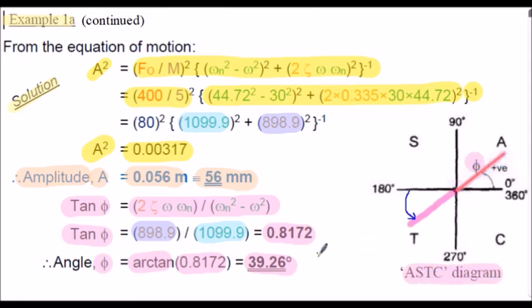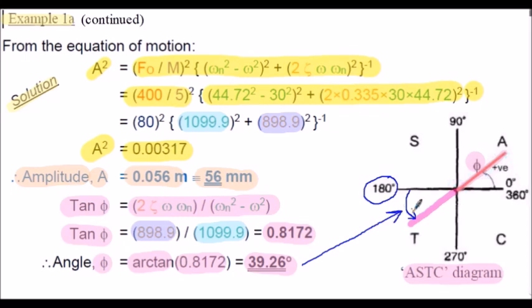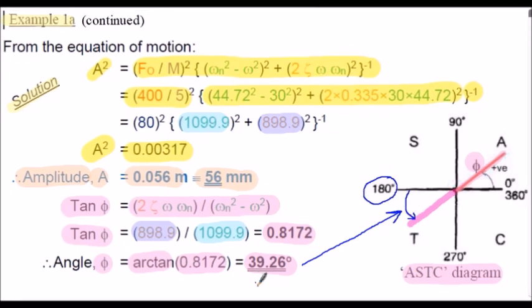Of course, from the ASTC diagram, there is actually a second solution for a positive tangent ratio in the third quadrant here, which would be 180 degrees plus angle 39.26 degrees. But in this case, I've only stated the first solution from the first quadrant.